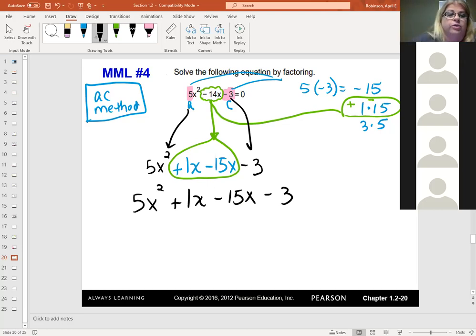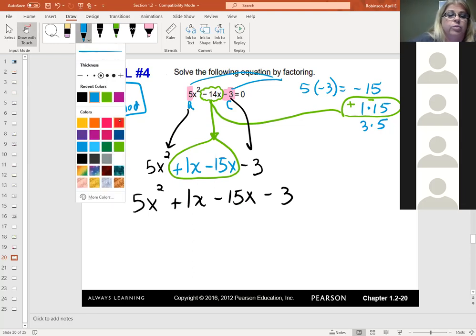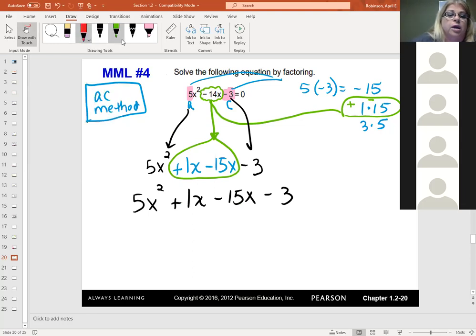Okay, I need new colors for this. Give me a minute to switch my pens out. Let's go with a pretty red, and how about a purple? Okay.